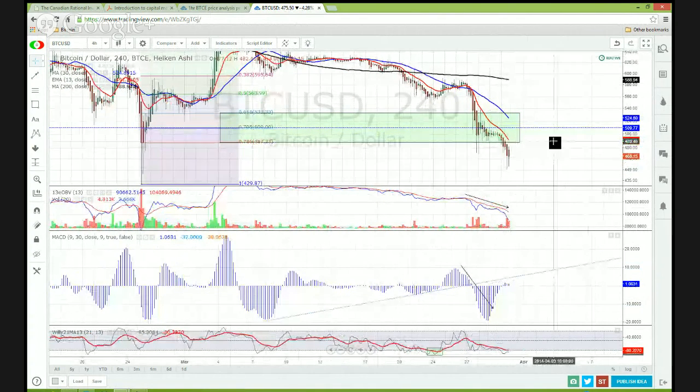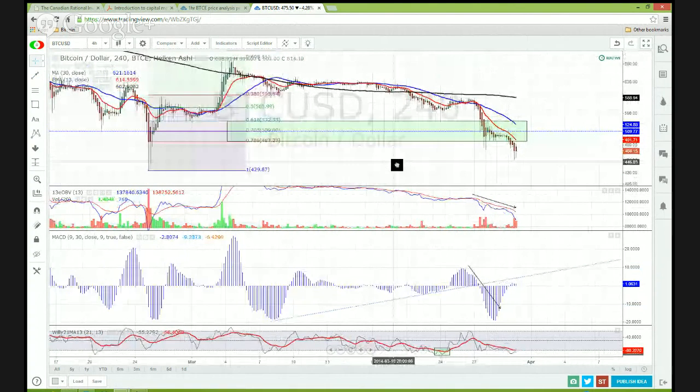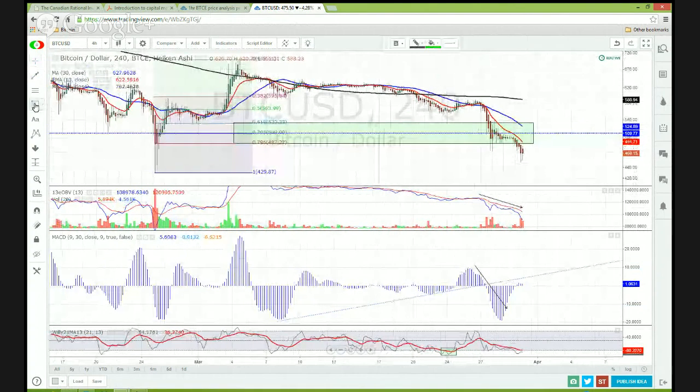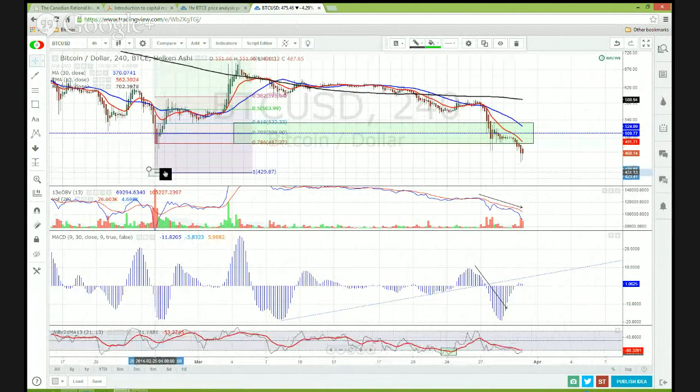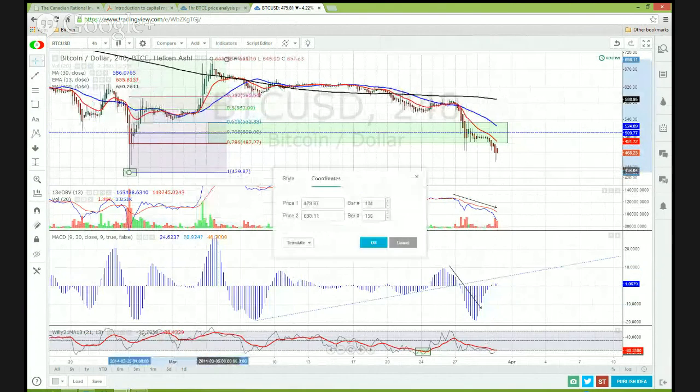So I'll put it all together, and unfortunately this just doesn't paint a very pretty picture. As a technician, I have to say that a target has got to be a test of that low there. What is that low? 430.12. So let's just adjust this.